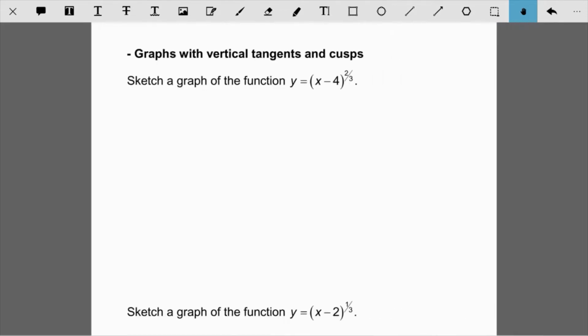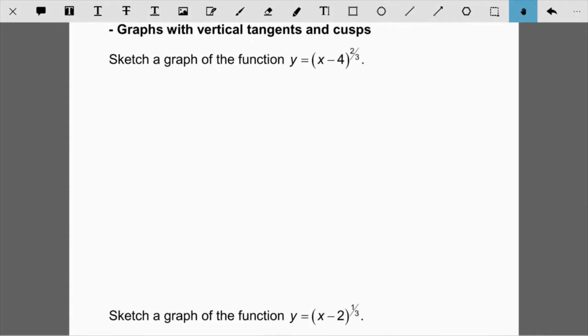Okay, so what I want you to do is try these next 2 questions. And on these next 2 questions, you can see that we're talking about vertical tangents and cusps.